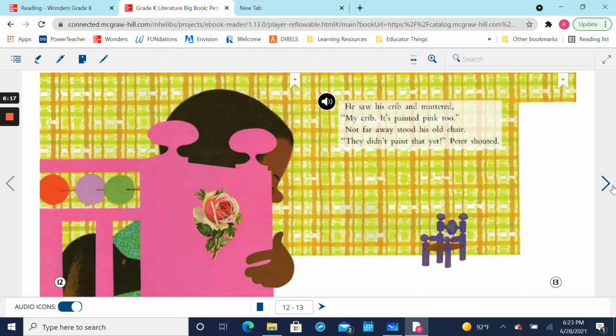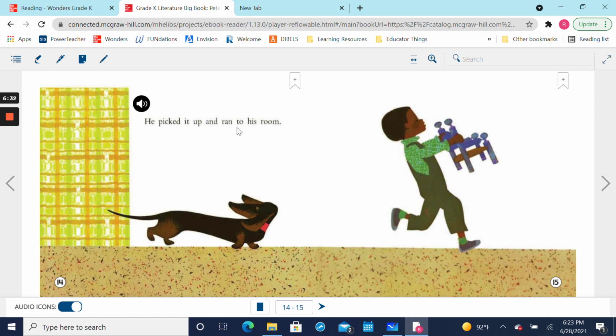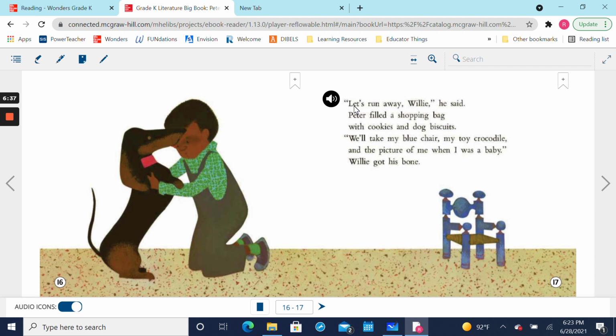He saw the crib and muttered, "My crib, it's painted pink too." Not too far away stood his old chair. "They didn't paint that yet!" Peter shouted. He picked it up and ran to his room. "Let's run away, Willie," he said. Peter filled a shopping bag with cookies and dog biscuits. "We'll take my blue chair, my toy crocodile, and the picture of me when I was a baby." Willie got his bone.